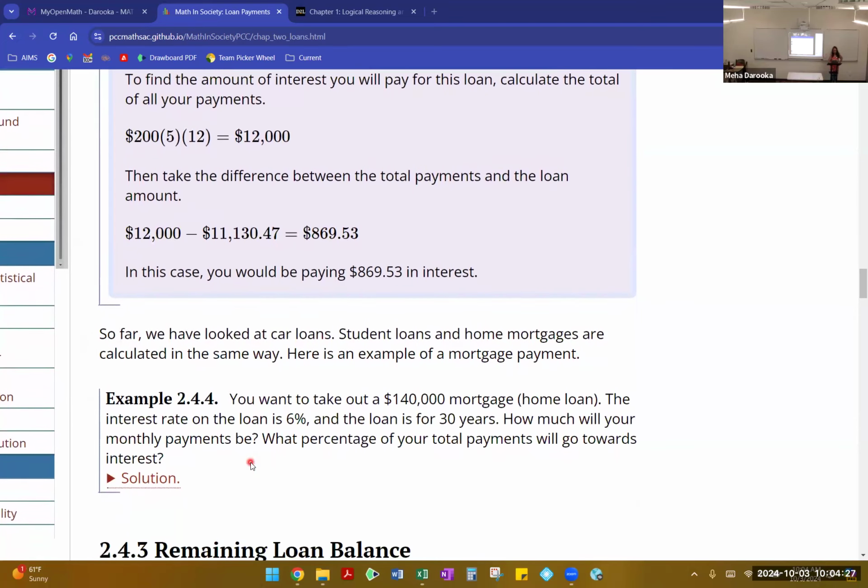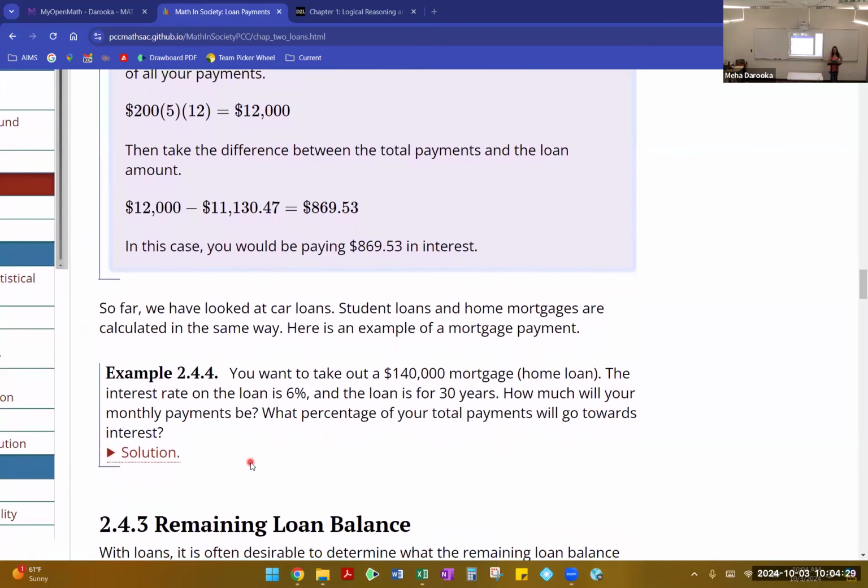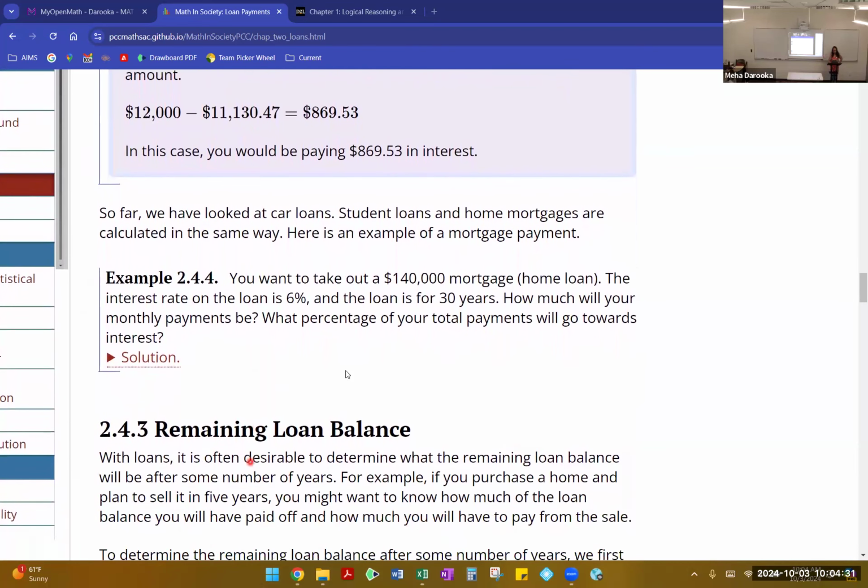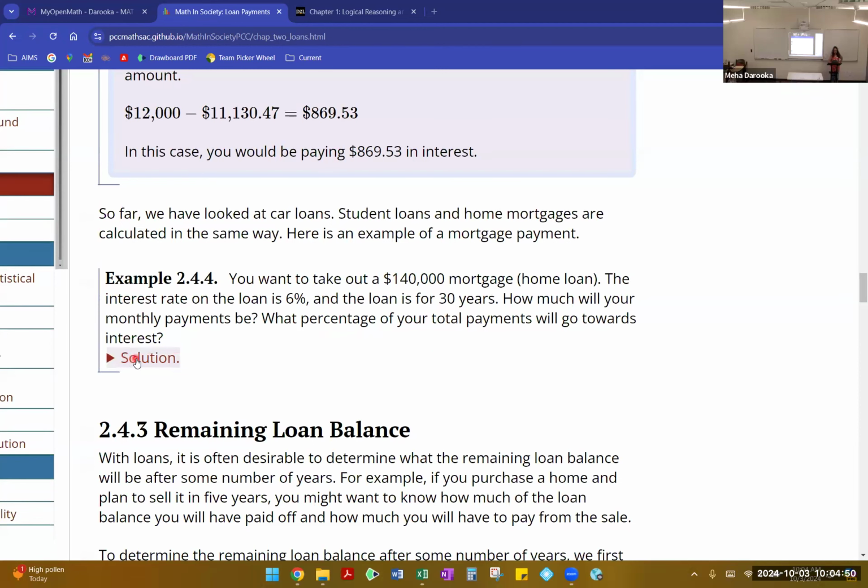All right, how about a mortgage? So in this one, we are talking about you want to take out a $140,000 mortgage home loan. The interest rate for that loan is going to be 6%, and this is for 30 years, which is kind of the normal time frame for a mortgage loan. How much will your monthly payments be? What percentage of your total payments will go towards the interest? So kind of a similar example.